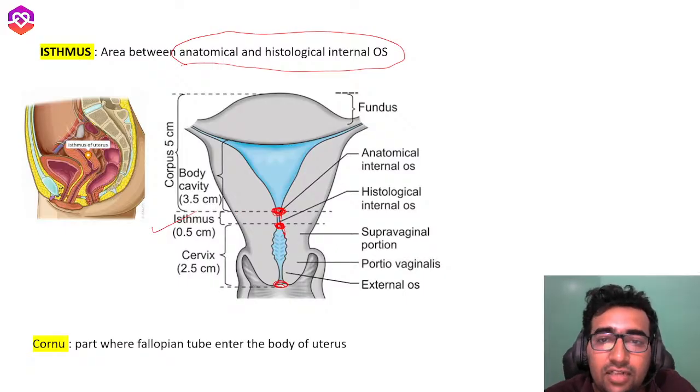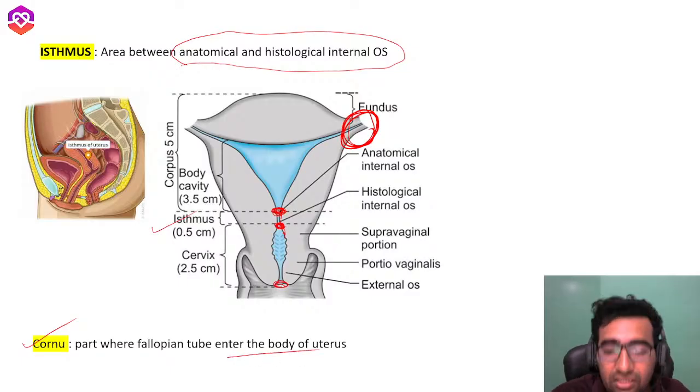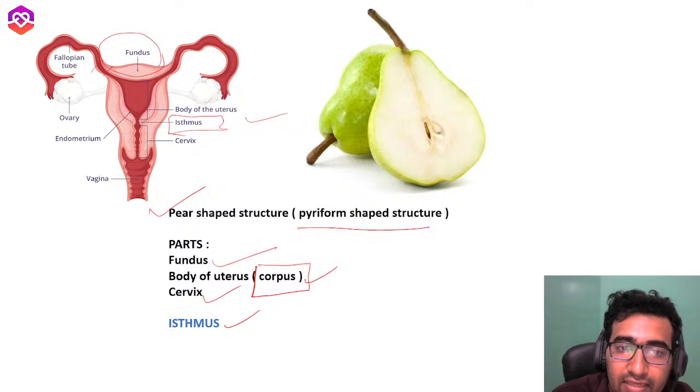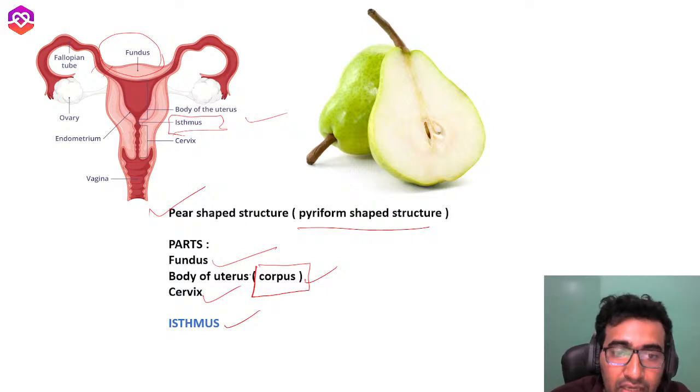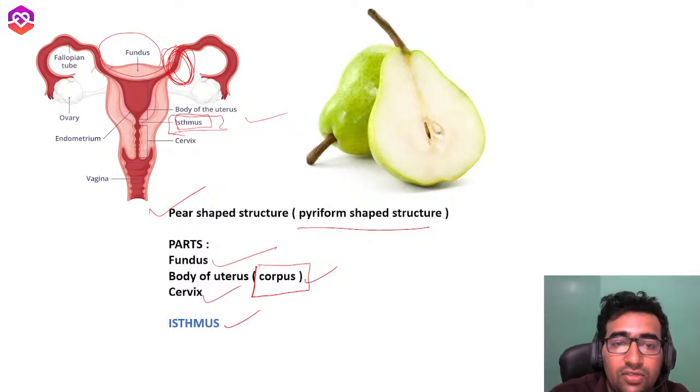Now there is another part also. This part is very important because several things are attached. This part of the uterus is called the cornu of the uterus. This is where the fallopian tube enters the body of the uterus. Some terms may be difficult for you, so I will repeat once more. The body of the uterus is called the corpus, and this region is called the cornu of the uterus. The isthmus is the region between the anatomical os and the histological os, the internal os.